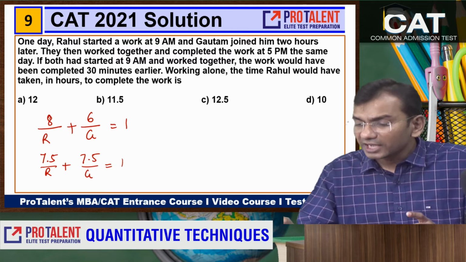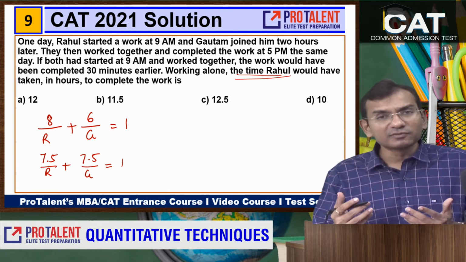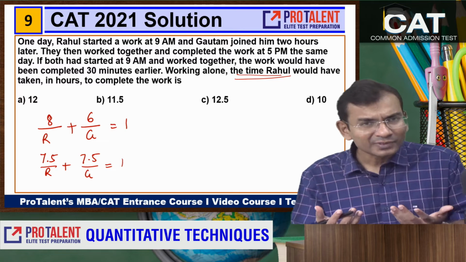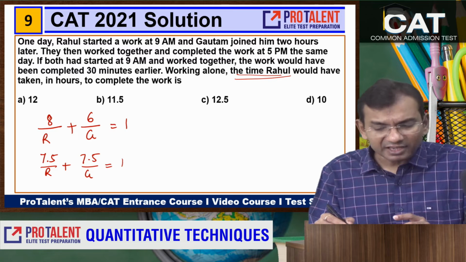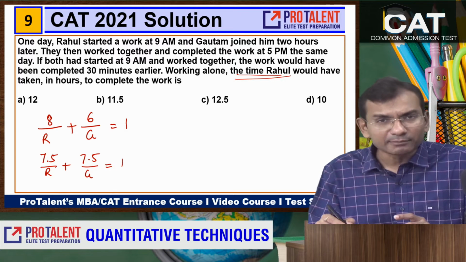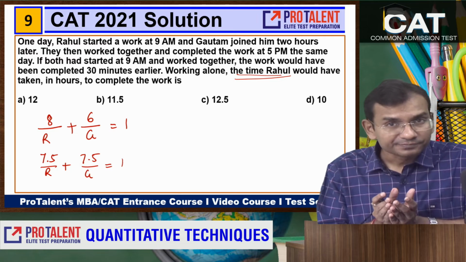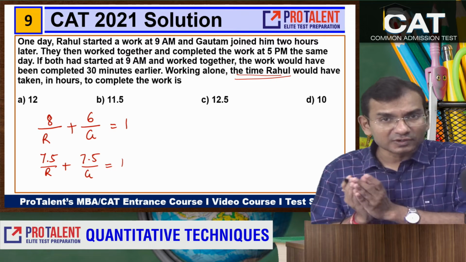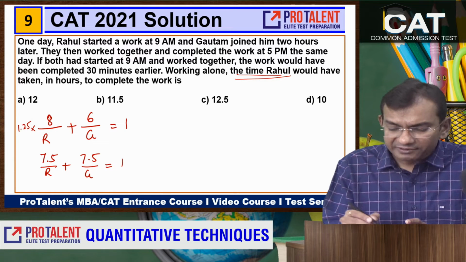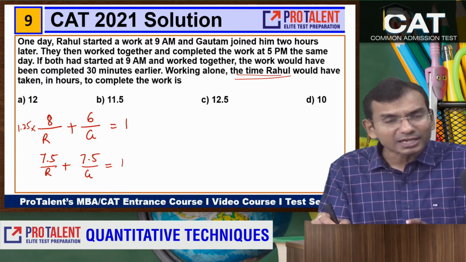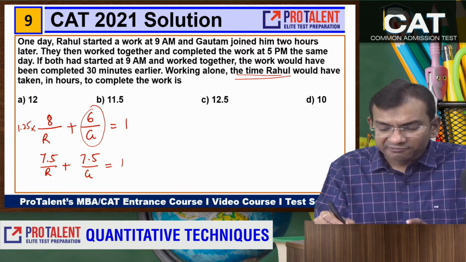ठीक है. While working alone, the time Rahul would have taken in hours to complete the work, कितना होगा? बिल्कुल सिंपल है. आर का वैल्यू चाहिए, जी निकाल देना है. 6 है, ये 7.5 है. दोनों तरफ if I am multiplying by, you can say 6 का 1/4 है ना. 6 का 1/4 is 1.5. So if I multiply both of them by 1.25, मतलब इसको 1.25 से मल्टीप्लाई करूंगा. ठीक है. So I will get 6 into 1.25 will be 7.5.